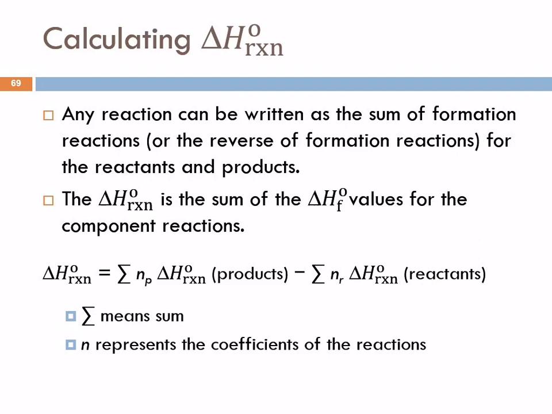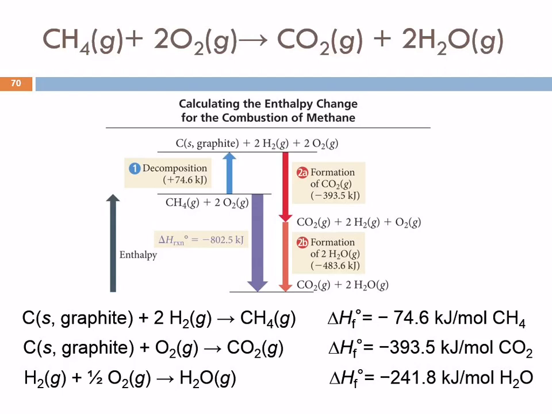Okay, so that's probably not real clear yet. Let's look at this example. Here is the combustion of methane. So methane reacting with oxygen forms carbon dioxide and water. We want to know what's the standard heat of reaction for that. What we're doing in this process is saying, what if we took this apart into its elements and we took this apart into its elements? Those would be the opposite of the heats of formation. And then we're making this from its elements and we're making that from its elements.